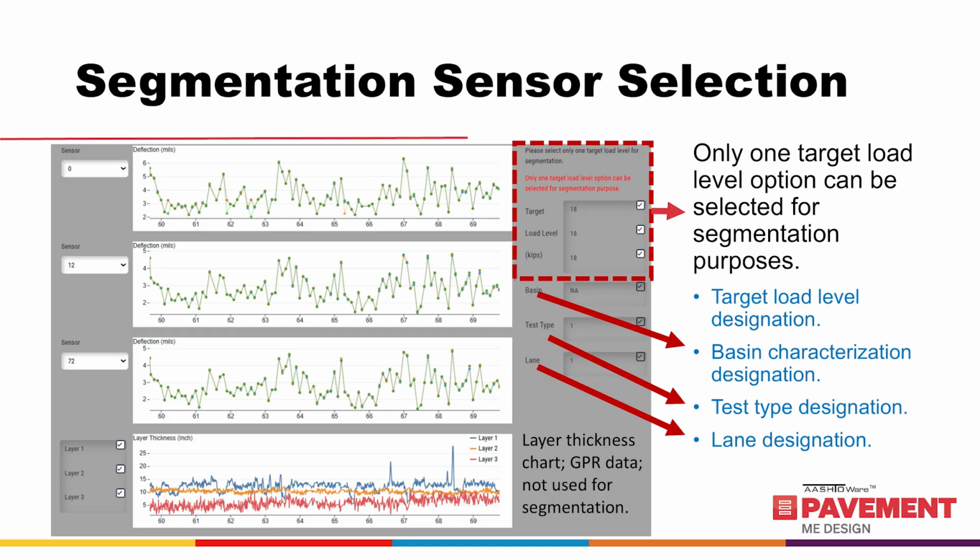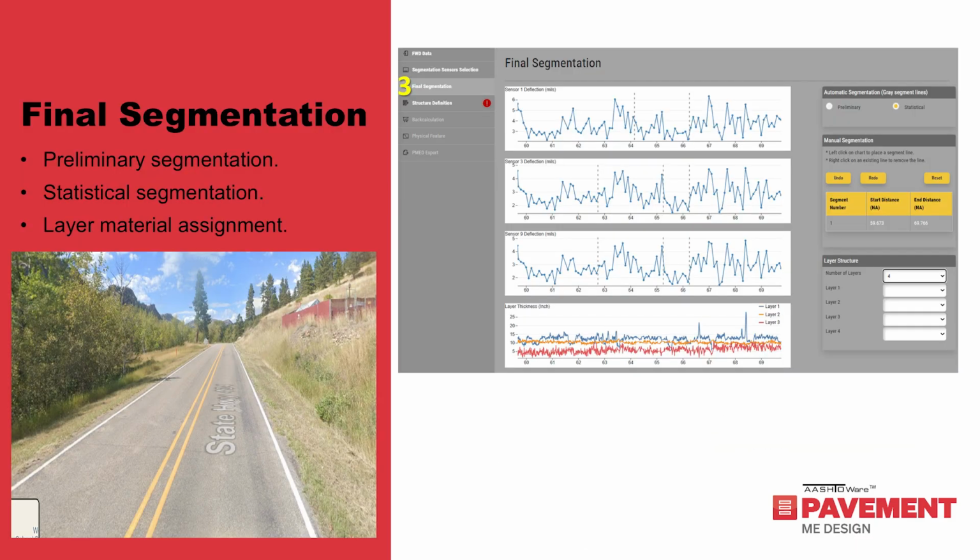in elastic layer theory. The next topic within this session is the final segmentation. This is step 3 in the guided process, and the screenshot for the final segmentation is shown on the slide. The purpose of the final segmentation is to identify areas along the project with different pavement responses. The items used for the final segmentation are listed on this slide, which is a screenshot of the final segmentation and is covered in the following 4 slides.